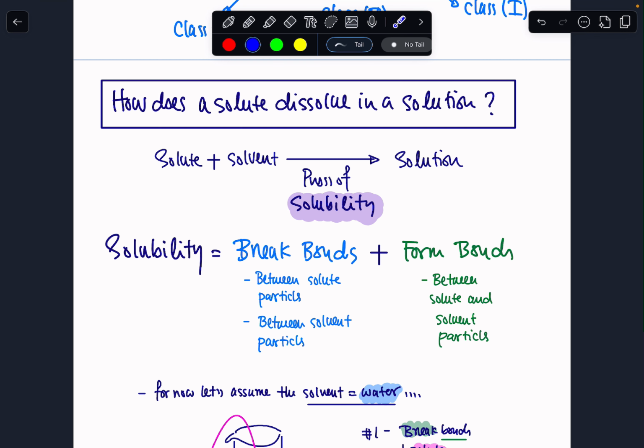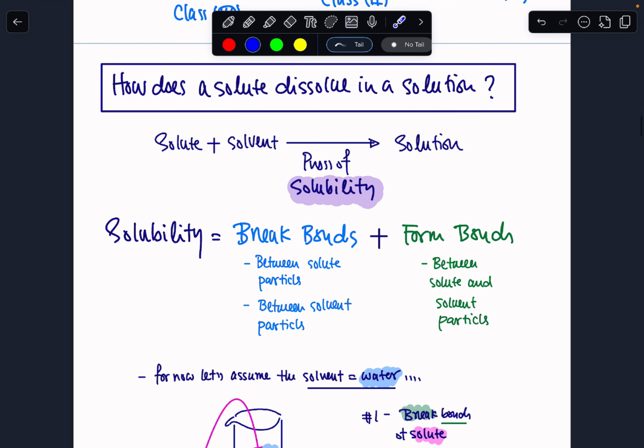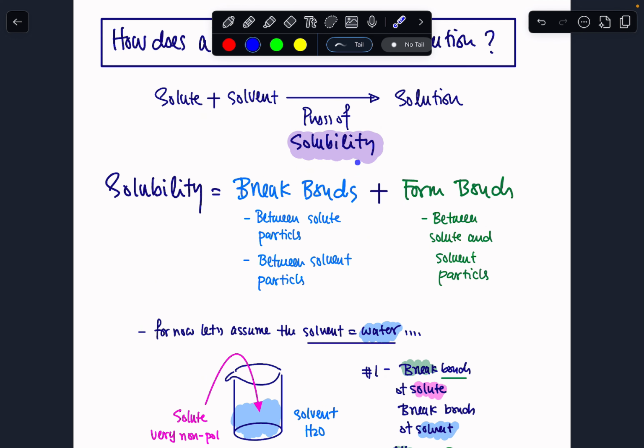So the next question is, how does a solute dissolve in a solution? The answer is, there's a process. When you're dissolving something, it doesn't happen quickly. You still have to do some work. There's a process behind dissolving anything into anything. In this case, the process is what we call solubility. Solubility is the process of dissolving solutes into solvent.